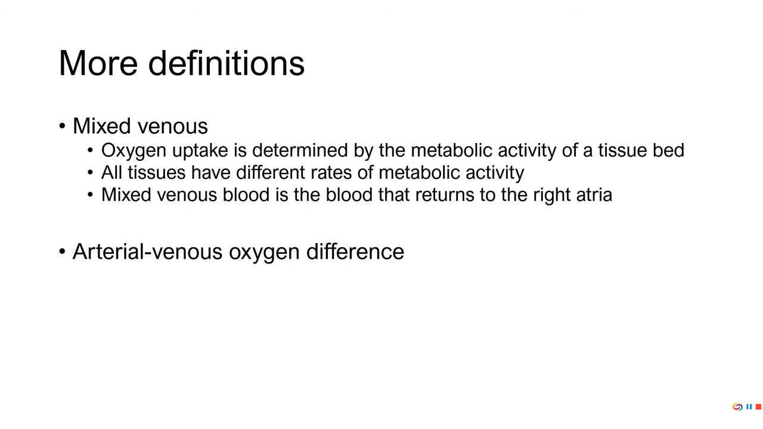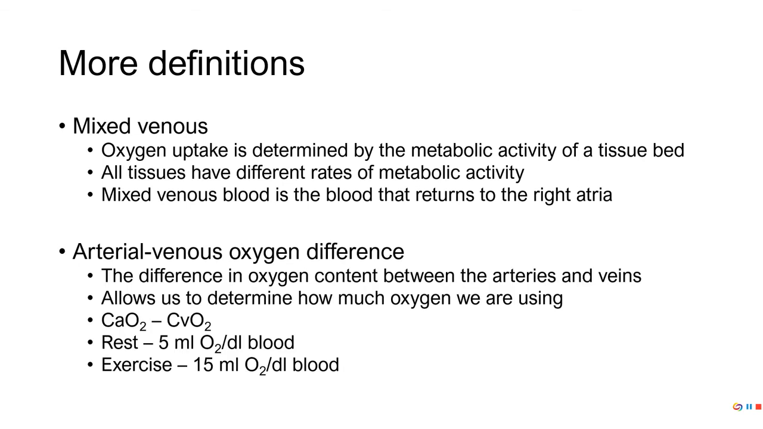Then we have the arterial to venous oxygen difference. Okay, and so this gives us an idea of how much oxygen a specific tissue bed is using. And so the way we figure this out is we need to know the content in the arteries, we need to know the content in the veins, remember the equation we used last time, and that'll give us an idea of how much is actually being pulled out. Now on average, at rest, we're about 5 milliliters of oxygen per deciliter of blood. That's about 25% of the available oxygen. If you remember, typically we're about 20 milliliters of oxygen per deciliter of blood. However, when we get to exercise, and especially max exercise, that value triples. We get all the way up or close to 15 milliliters of oxygen per deciliter of blood.